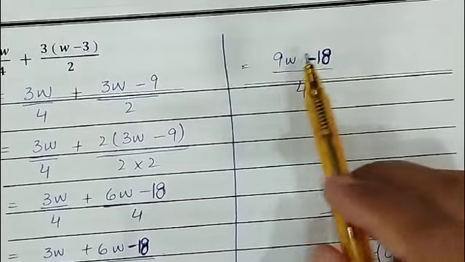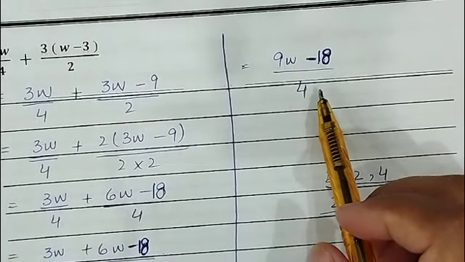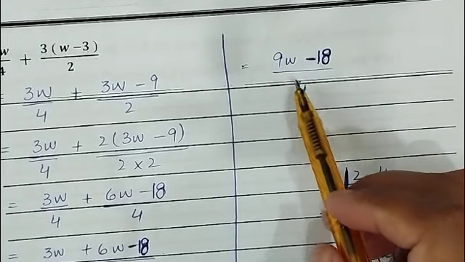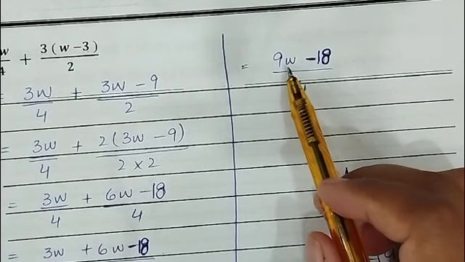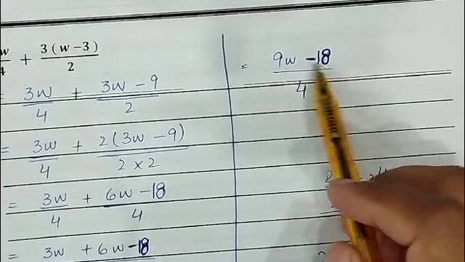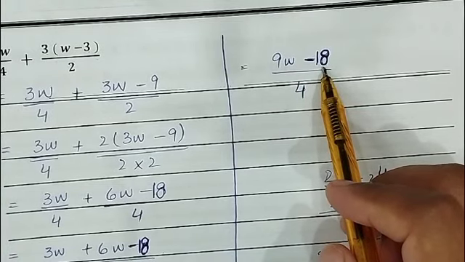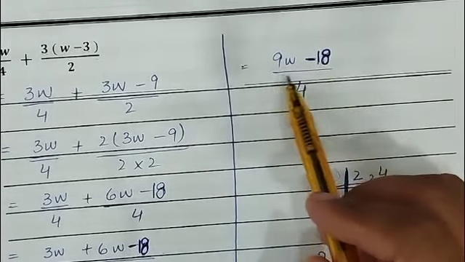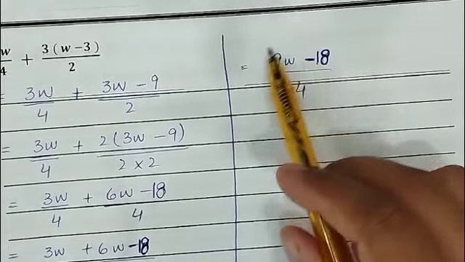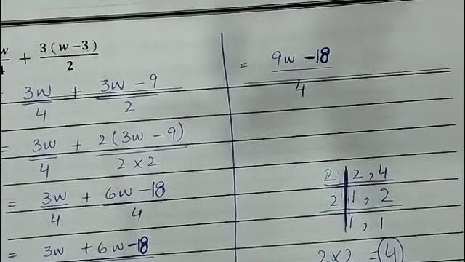This is your answer. Here you can also simplify this by taking 9 common. As you know, 9 and 18 are numbers which come in the same table. You can also take 9 common, but that will be complicated, so this will be your answer. I hope you understood question number 14.